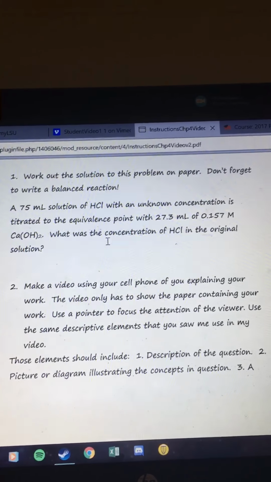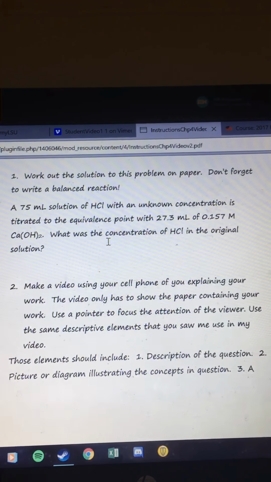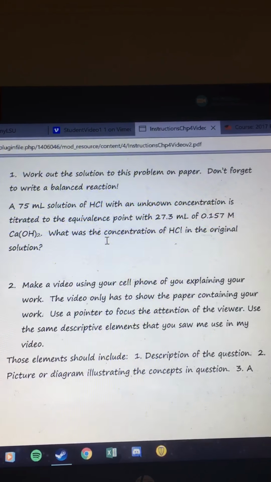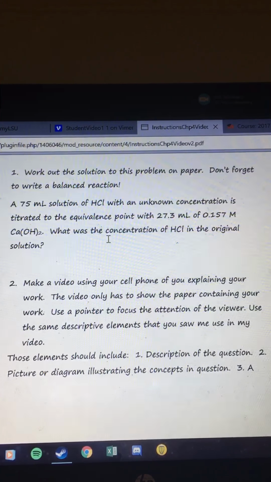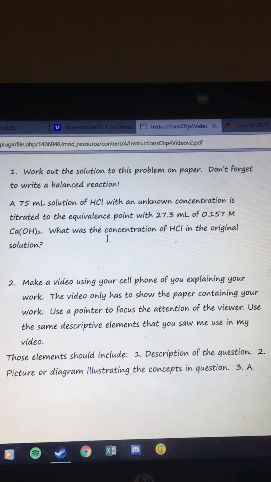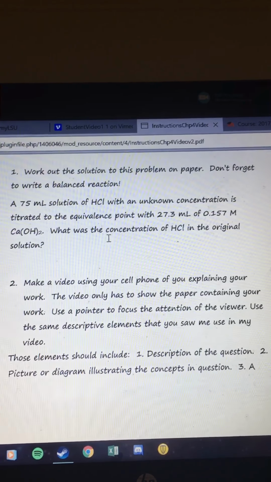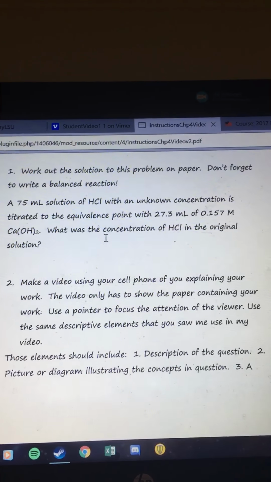Let's read the question first. The question is, a 75 milliliter solution of hydrogen chloride with an unknown concentration is titrated to the equivalence point with 27.3 milliliters of 0.157 molarity calcium hydroxide. What was the concentration of hydrogen chloride in the original solution?